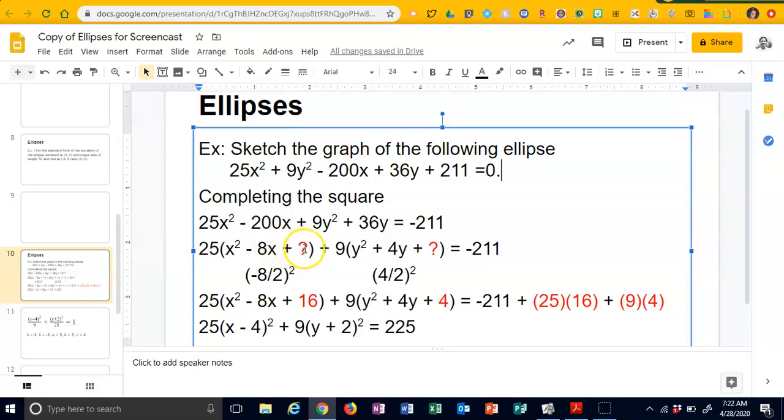Okay? And then I'm going to move over to the y stuff. I have a 9 in front of the y squared, so I'm going to factor 9 out of both the 9y squared and the 36y. So I have a plus 9 parenthesis, which leaves a y squared inside the parenthesis plus a 4y, because again, if I take this 9 outside the parenthesis and multiply it back through, I'd get 9y squared plus 36y. I'm going to leave this blank here, and obviously it's equal to negative 211.